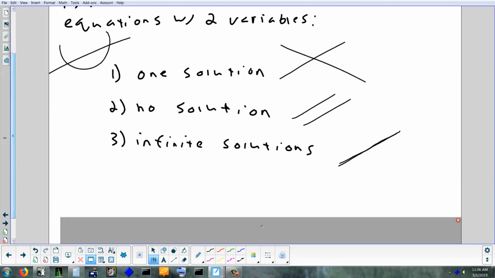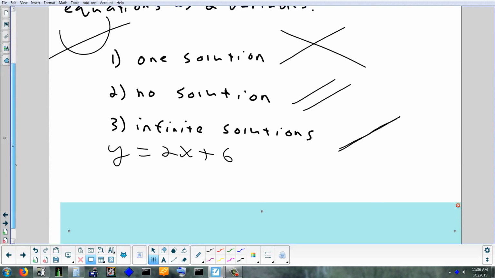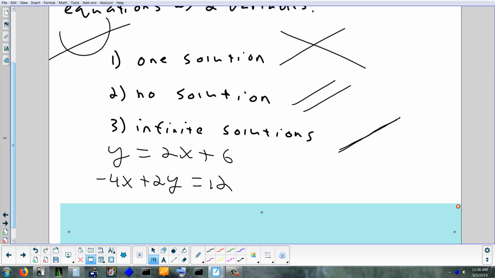Now you might say, well, isn't it obvious if you have infinite solutions? Well, let's say you had something like that and something like this. Is that obvious that those are the same line?